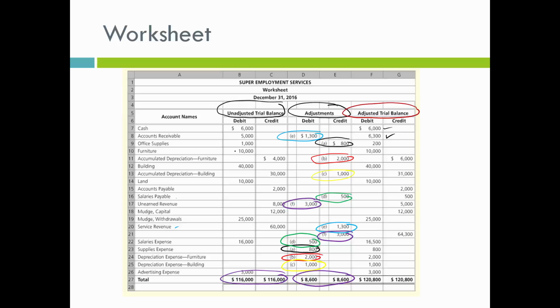For office supplies, I started with a debit balance of $1,000, but then I credited $800. And so I had a debit balance and I credited, so that means I subtracted, and here's my new balance of $200. And so I just keep doing that with all of these. If it's a credit to a credit, like for instance in this accumulated depreciation, I started with $4,000 credit. I credited another $2,000. So those two are the same, credit to credit.